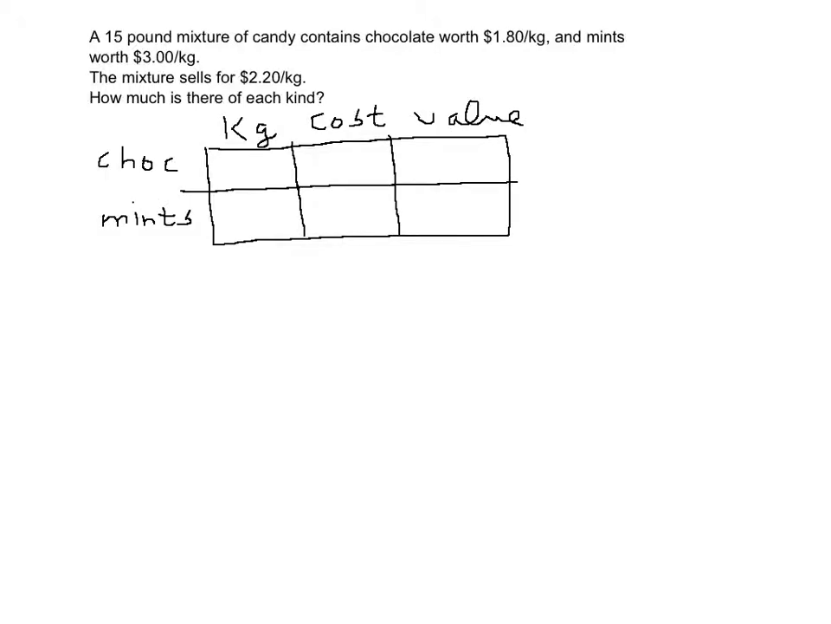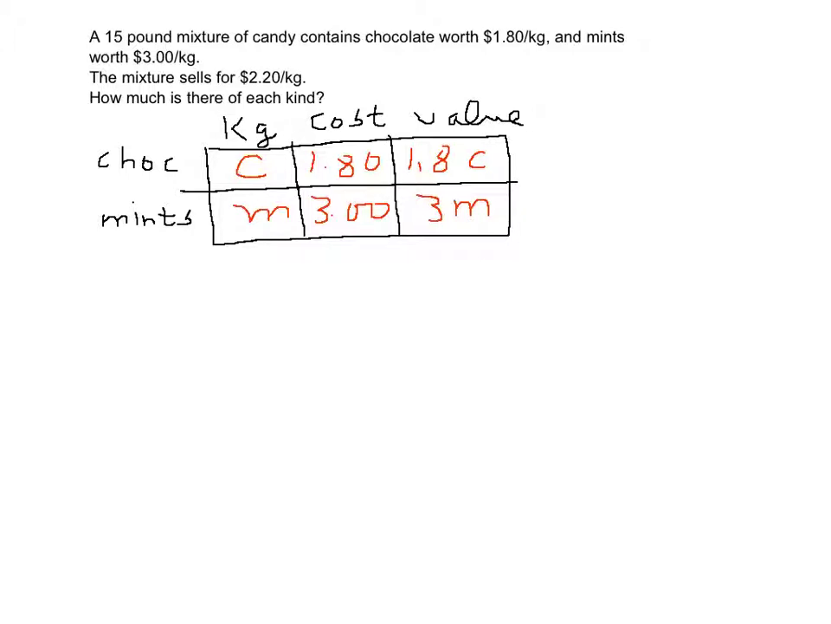So did you get something that looks like this? What we want to figure out is how much chocolate and how much mints. So that's the big question. We'll call this C and we'll call this M. Now the chocolate we know is $1.80 per kilogram, and the mints are $3 per kilogram. So the value of chocolates is 1.8C, and the value of the mints is 3M. Got it?